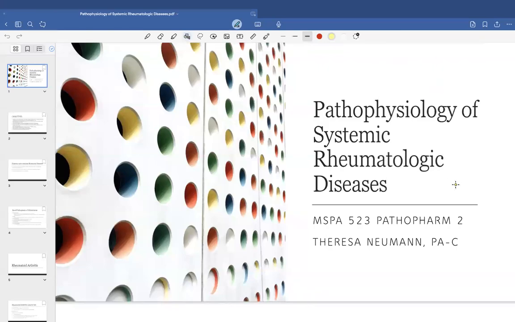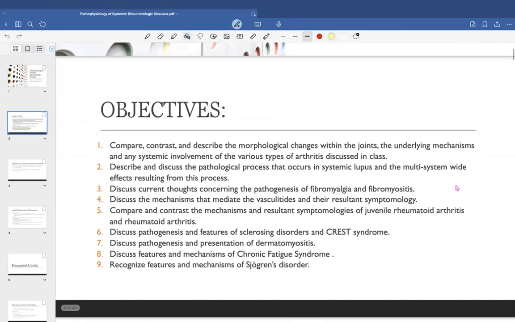Okay, so we're gonna hit all the big ones. Scleroderma. Forgot that one. Okay.